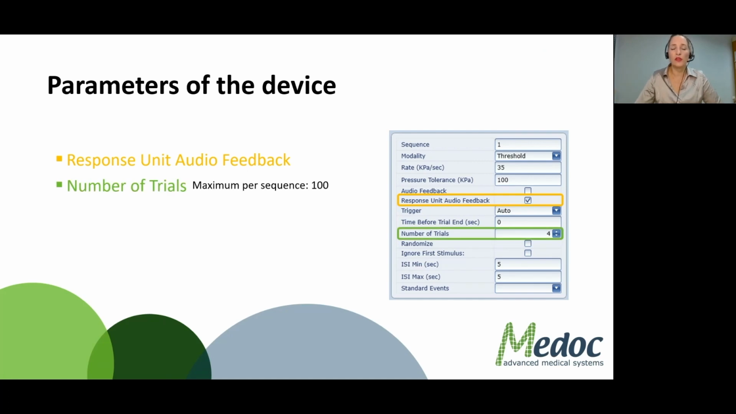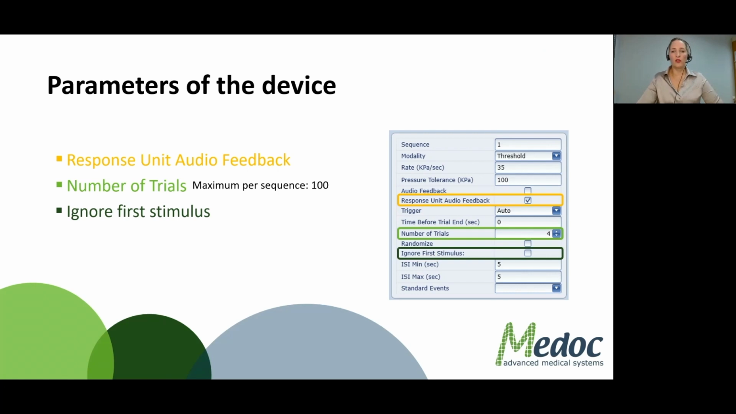Another parameter that you can change is the number of trials. So here we did 4 trials, but you can do more. You can do up to 100 trials per sequence. And if you guys are interested in doing 300, you could do 3 sequences of 100 trials, and there's no problem with that. In most studies where people are looking into pressure pain thresholds, I see the use between 3 and 5 trials per body site. So keep this in mind. This is up to you to choose how many you want to do.